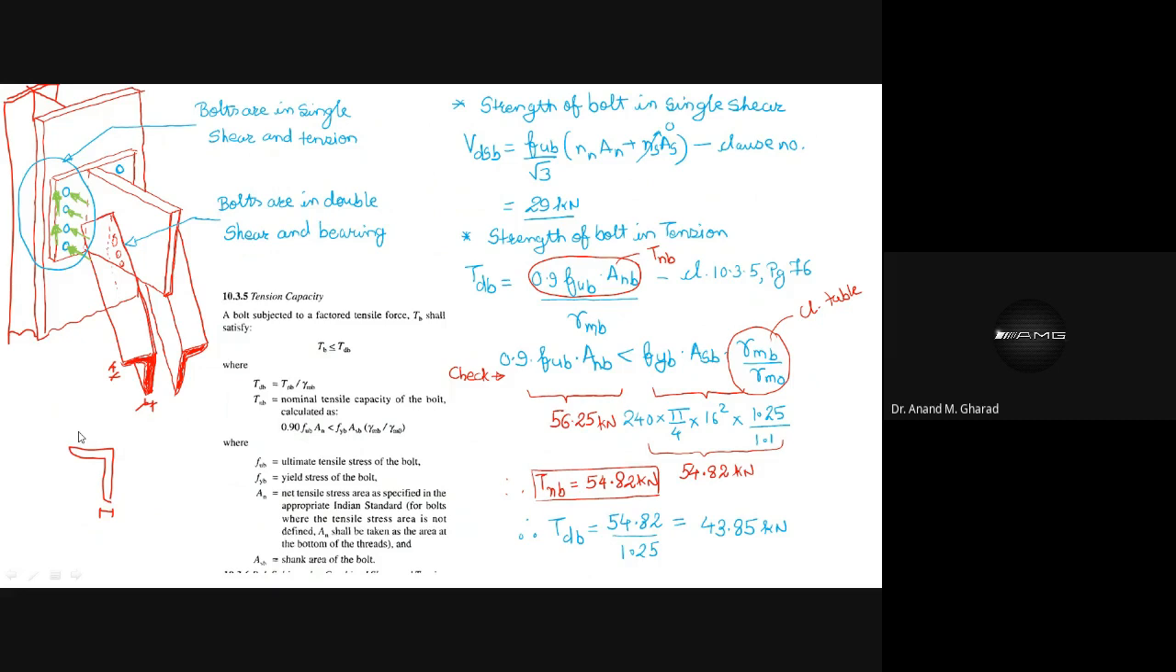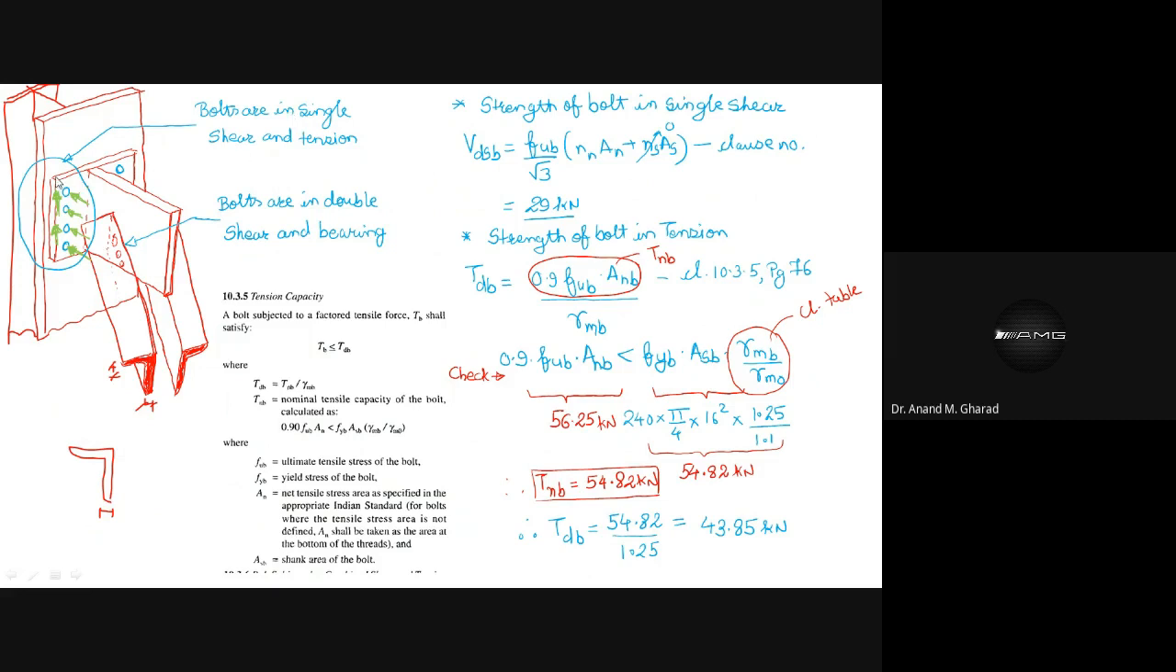Although I have written something, you are supposed to imagine whether the bolts in this connection will experience single shear and bearing or double shear and bearing. Why single? Why will it experience only one shear plane? That is my question.